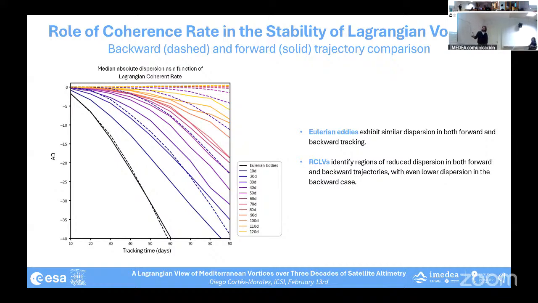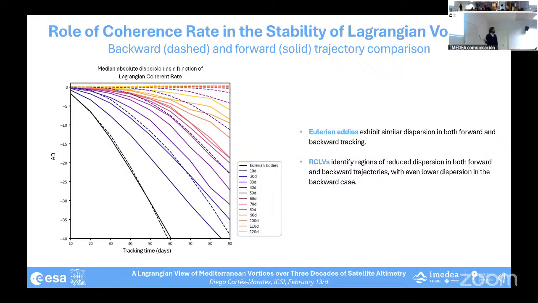In the Eulerian case, there is not a preferred direction. However, in the Lagrangian vortices, there is a preferred direction backwards. It's evident because we are using these backward trajectories to compute them. But they are better than the Eulerian case. So, okay, that's it for the sensitivity study.